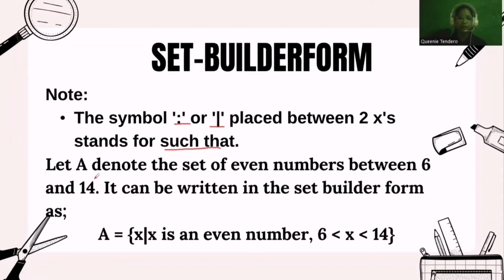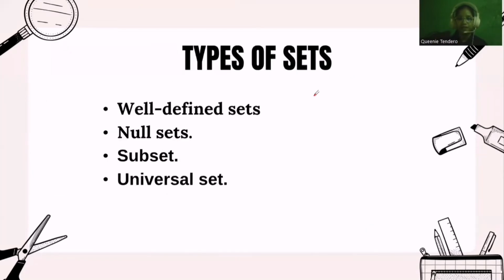For example, let A denote the set of even numbers between 6 and 14. It can be written in set builder form as A contains an element x such that x is an even number, where x is greater than 6 and less than 14. Now let's move on to the types of set.